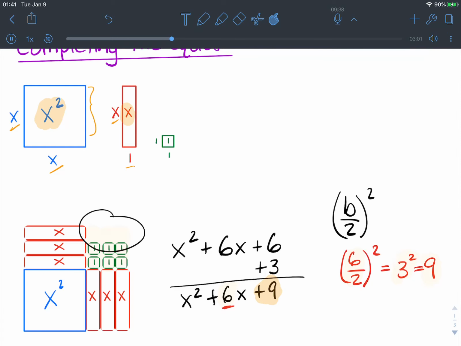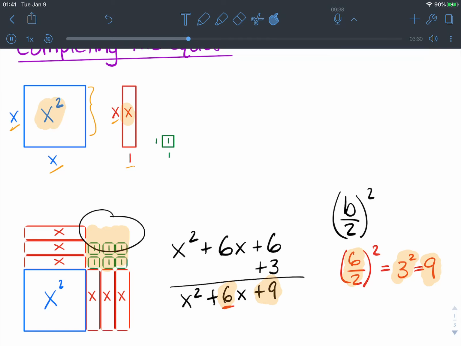And what is 3 squared? The answer is 9. How many green squares do we need in order to complete the square in the original image? And the answer was 9. And I'll just give it a quick little highlight. There should be 9 squares over there. So again, we take b, we divide it by 2, and then we square it to get our answer. And that is today's lesson.